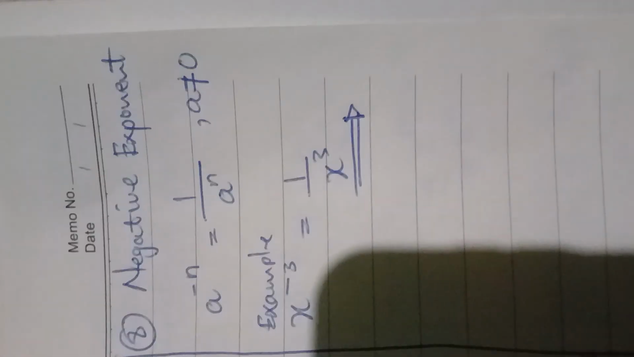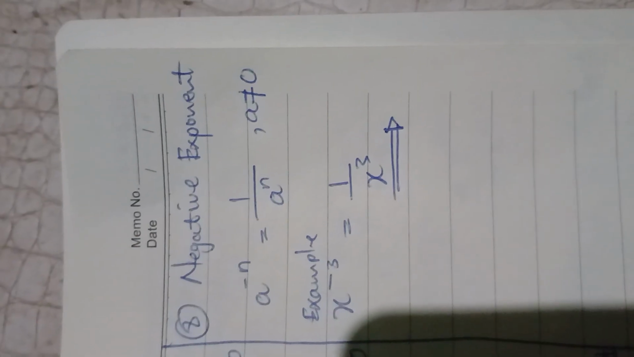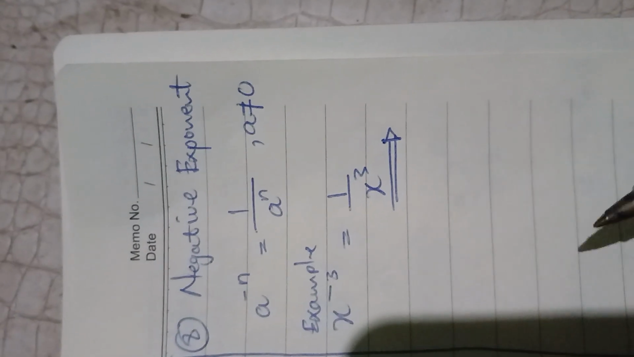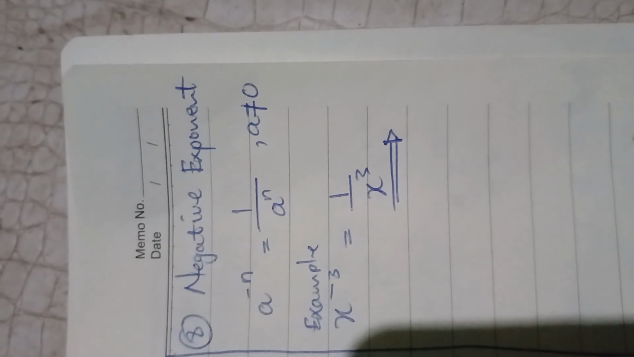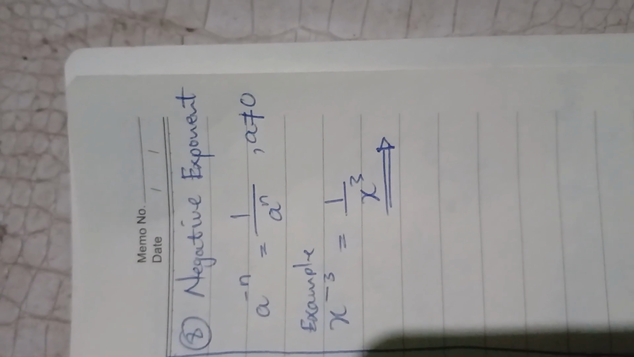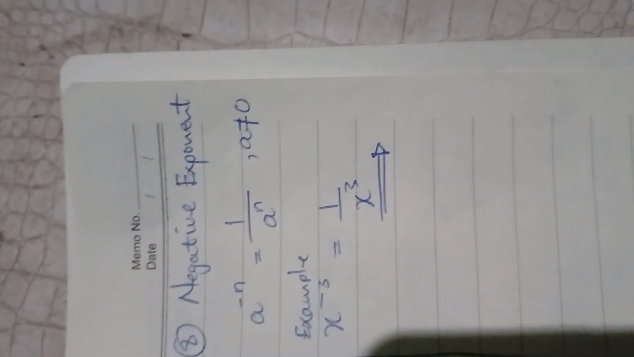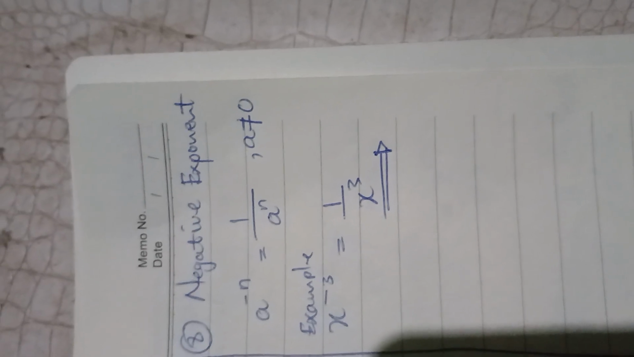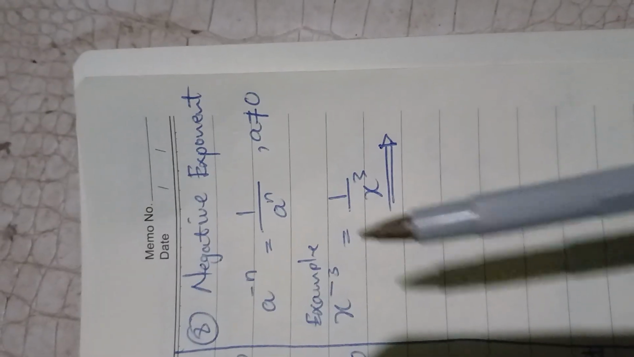Finally, we have the negative exponent. The negative exponent states that a to the negative n is equal to 1 over a to the n, for a is not equal to 0. Remember, our denominator cannot be equal to 0. For example, x to the negative 3 will be equal to 1 over x cubed.